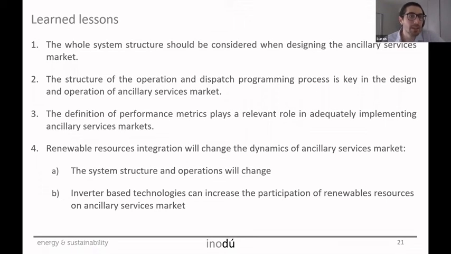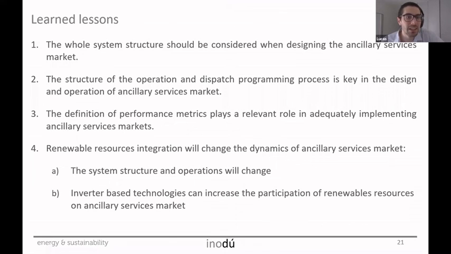The third, the performance metrics are a relevant factor in the implementation of an ancillary services market. It is necessary to correctly pay the services in order to properly incentivize the security of the system.